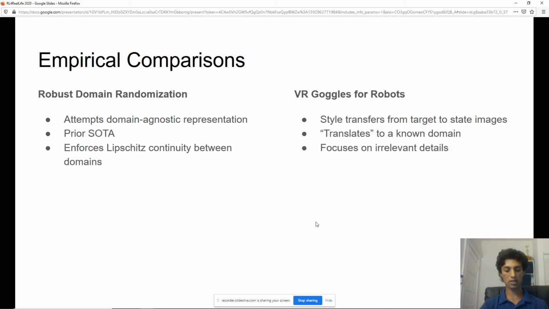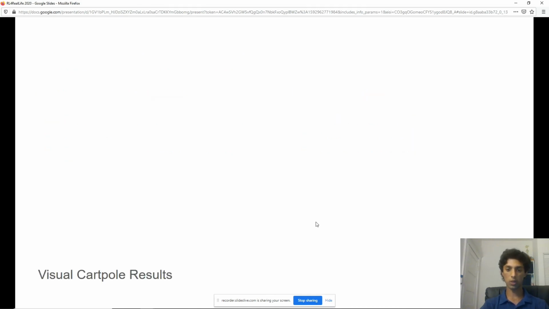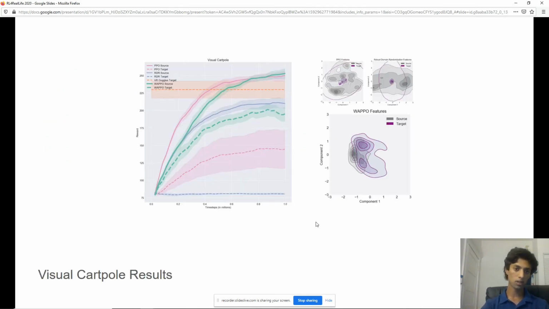Furthermore, they also get images that are not correlated, not in a specific order, in a finite number from the target domain, and they have to output a policy that will transfer well to the target domain. So you can see on visual cart pull, on the left here, we have the baseline PPO that has no adaptation in pink, the robust domain randomization in blue, the VR goggles in orange, notably that takes in a pre-trained PPO agent, so it's a flat line rather than a training curve.